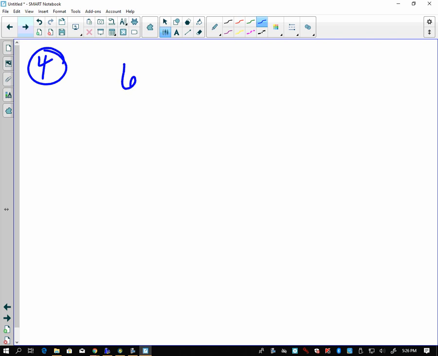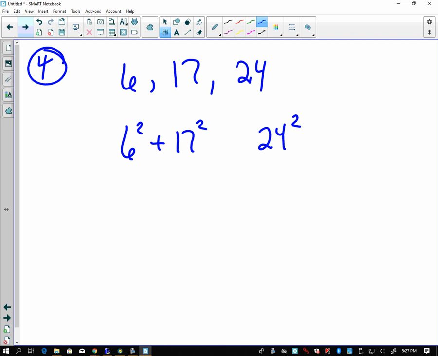Let's say, 6, 17, and let's try 24. They want to know what kind of triangle this comes out to be. Same principle here. 6 squared plus 17 squared. We're going to leave a little blank spot there for 24 squared and actually see what the relationship is. Well, 6 squared is 36. 17 squared is 289, and 24 squared is 576. Well, 36 plus 289 is 325.